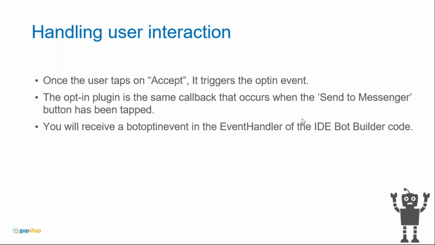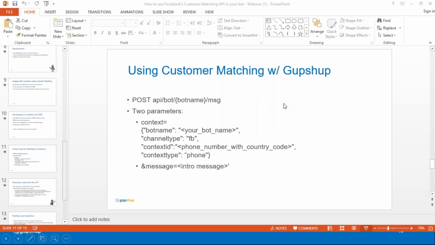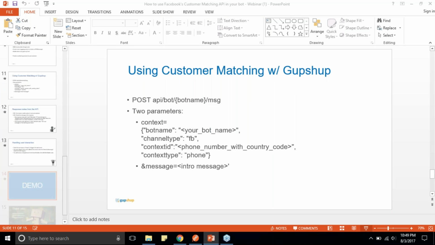So let's get straight to the demo. In the demo, I'll create a bot, create an FB page and app, and publish that Gupchup bot to FB, and then we'll see how you can handle it in the event handler and send the message. So let me go to gupchup.io.